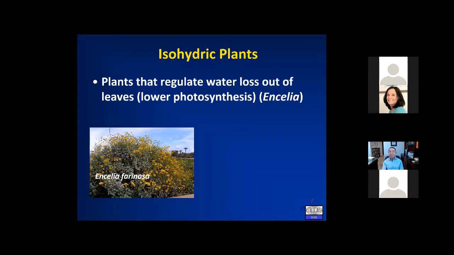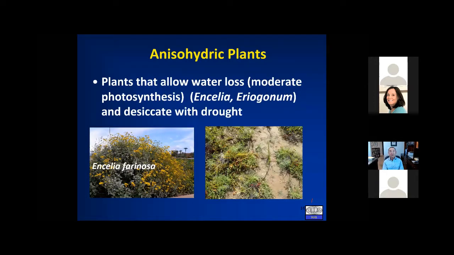These are plants that physiologically regulate the water loss out of their leaves. Now, anisohydric plants are plants that allow water loss. These are plants that will grow, and they optimize their photosynthetic rates as much as they can for as long as they can. But as drought ensues and they start to desiccate, then the plant just desiccates with the drought.